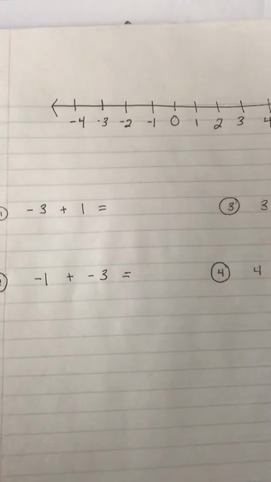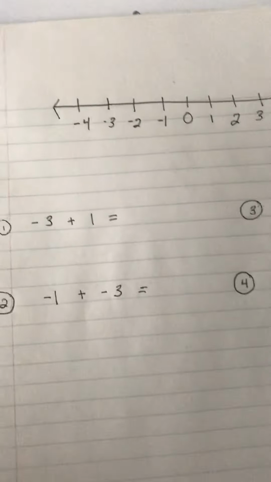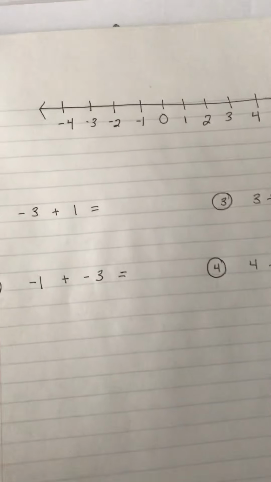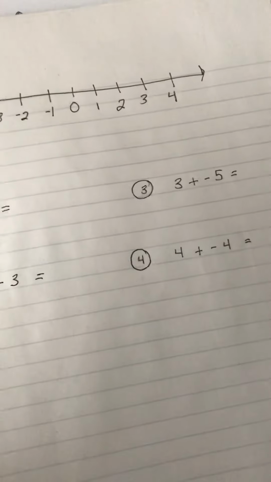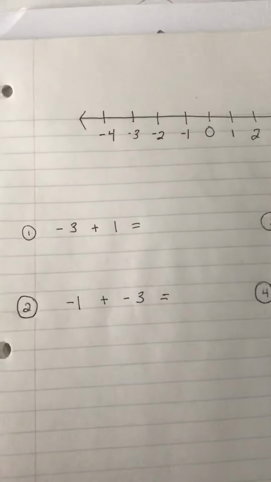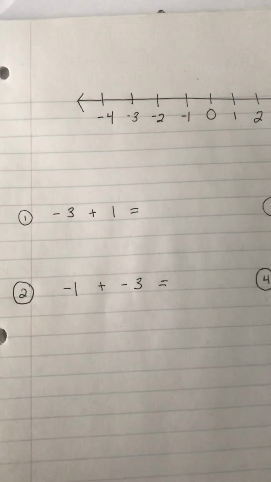All right, sixth grade, we're going to learn how to add some integers. I've gone over this a little bit before in the past, but I just wanted to go over it again. So I have 4 examples here, and then a number line to help us out too. So I'm going to show you 2 different methods. The first one is just going to be the mental way.